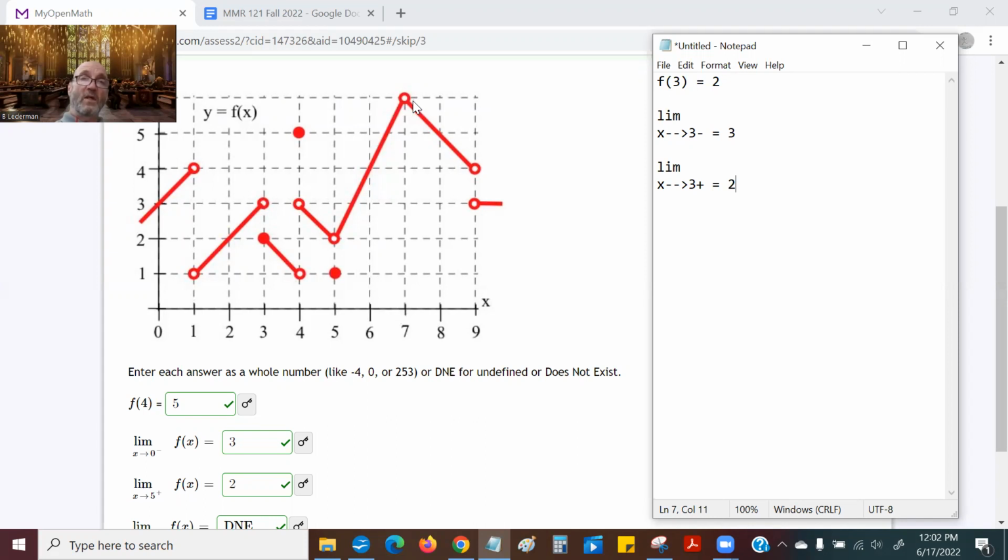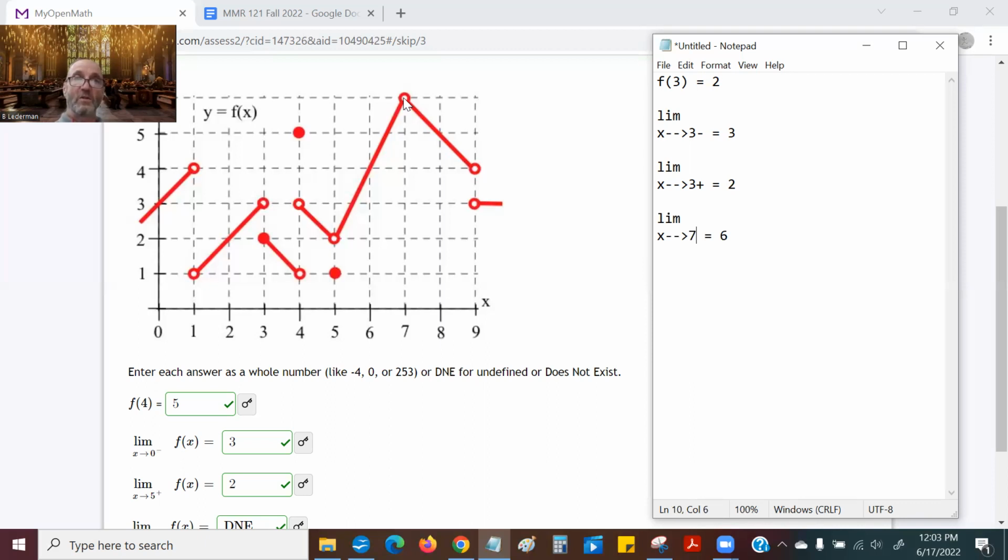So when x is close to 7, we see that the y value from both directions gets closer and closer to y equals 6. So therefore, I'm going to write that the limit as x approaches 7 equals 6. Now notice that I didn't write a plus or a minus after the 7. I just wrote 7. That means the overall limit, and the overall limit exists if the negative side and the positive side have the same value, which in this case they do.